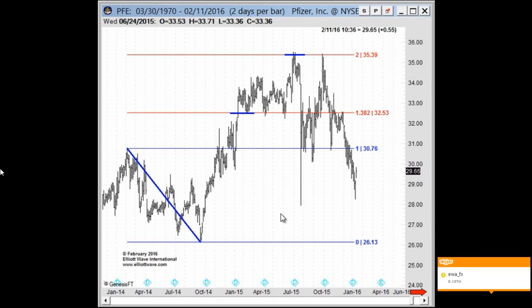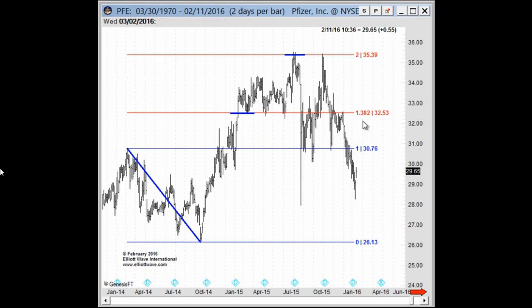And those probabilities, just off the cuff or a rough estimate, would be about 85% of the time, maybe 90, but 85 to 90% of the time, you'll easily achieve a 1.382 multiple. 70% of the time, maybe 75% of the time, you'll continue higher to the 2.0 multiple. Now, can we stop here?